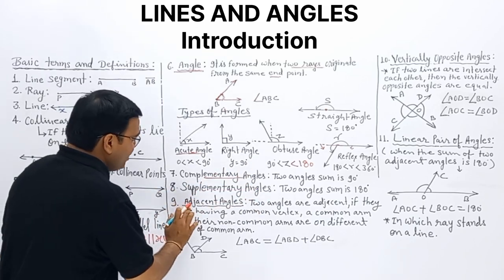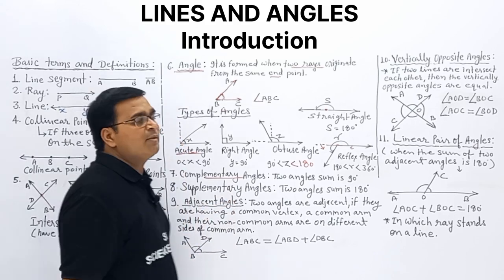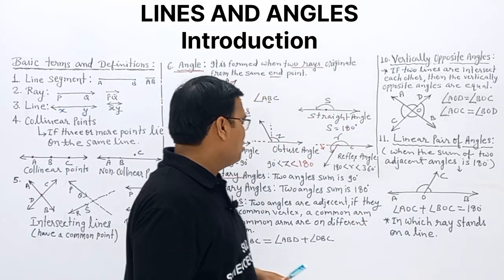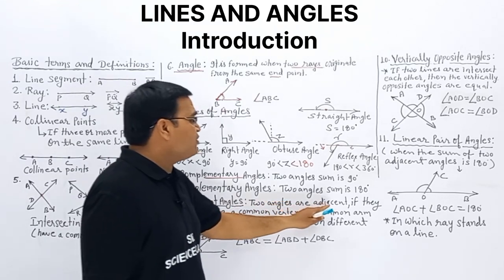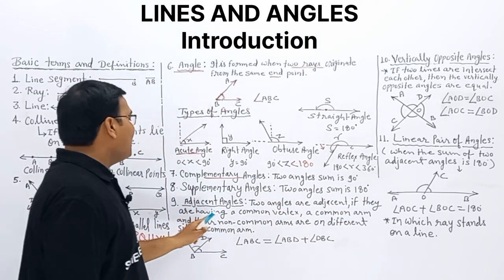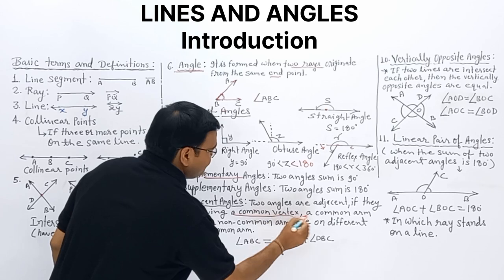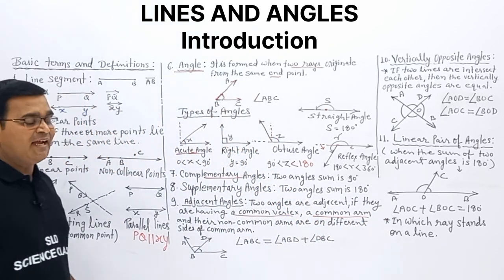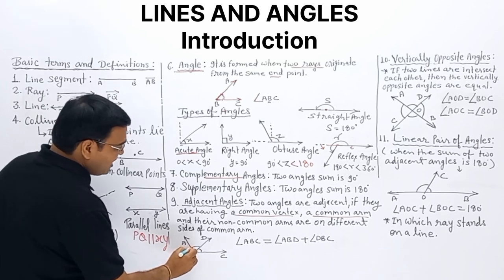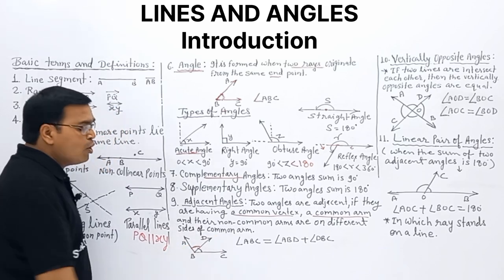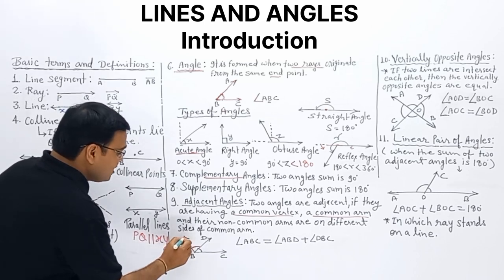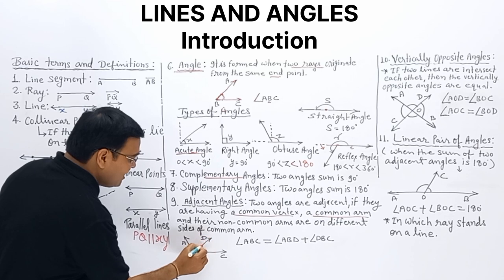Now the important point is this one, adjacent angles. What about the adjacent angle? Two angles are adjacent if they have a common vertex and a common arm. Observe, two angles like this angle and this angle, both are adjacent angles. Why? Because one angle is this one and the other angle is this one.